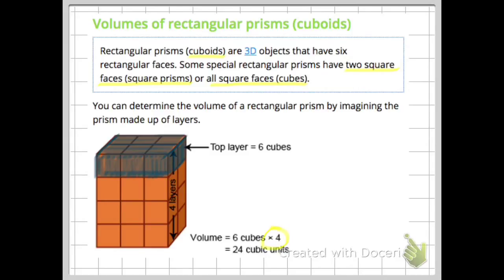Now to work out how many cubic units there are in the base, this is actually equivalent to finding the area of the base. In this example it's just 3 times 2, or length times width. 3 times 2 equals 6, and then we take the area of the base and multiply it by the number of layers, or the height of the cuboid, and we then get the volume.